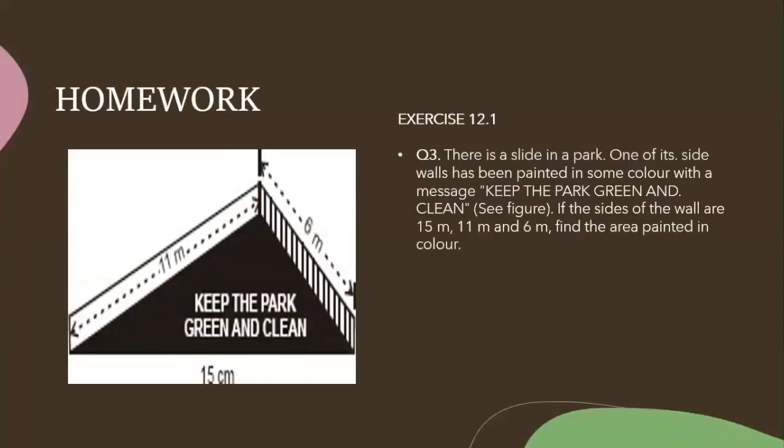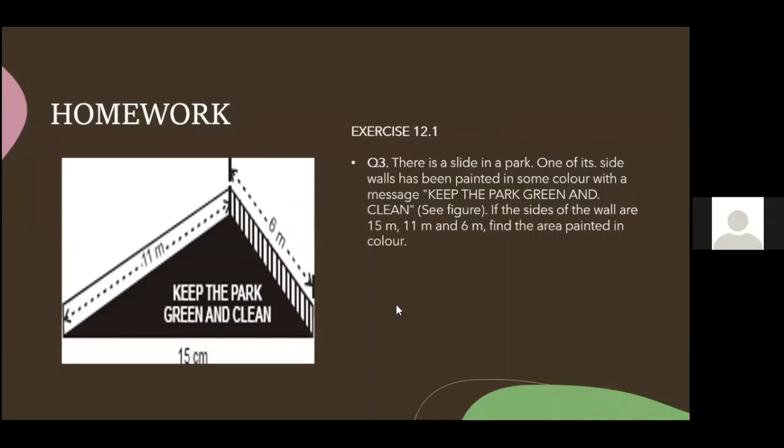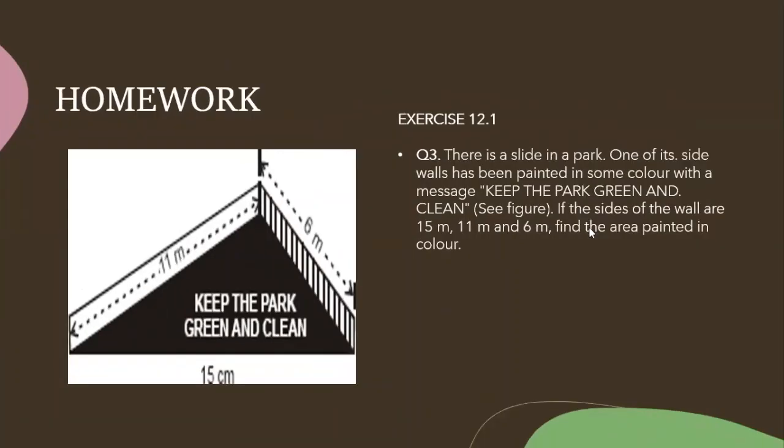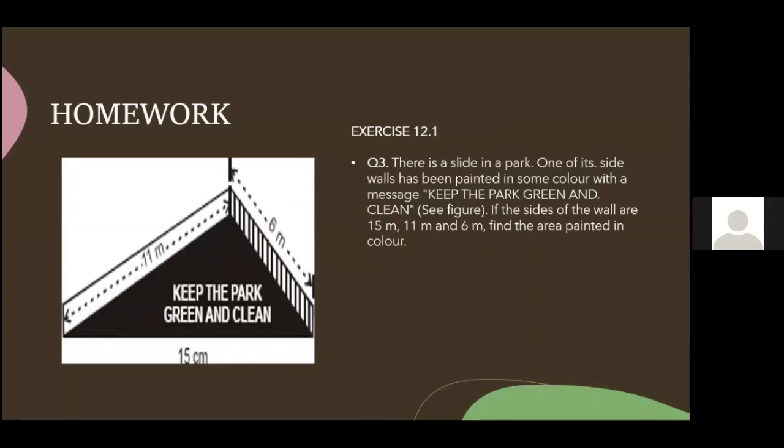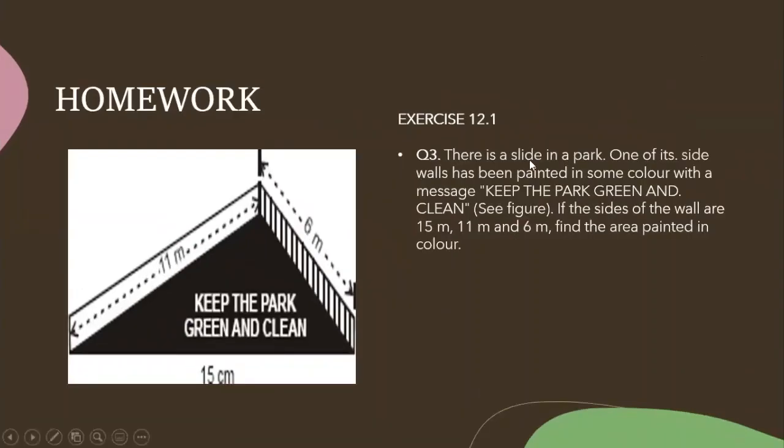So the first homework was, there is a slide in a park. One of its side walls has been painted. That is a keep the park green and clean. If the sides of the walls are 15 meter, 11 meter, and 6 meter, then find the area painted in the color.